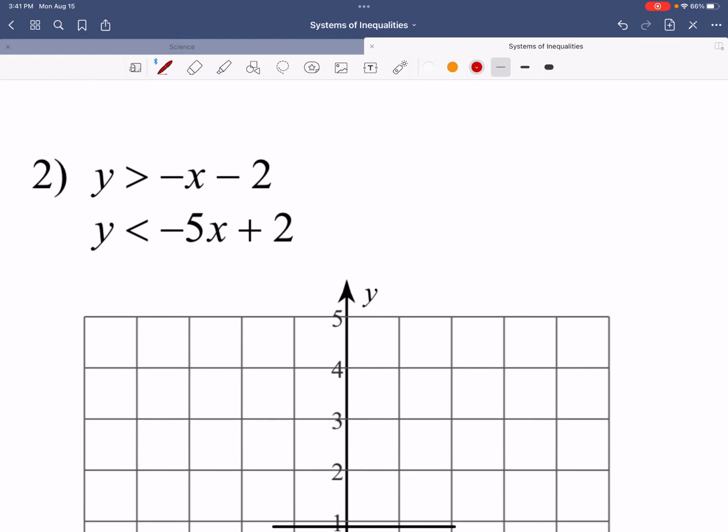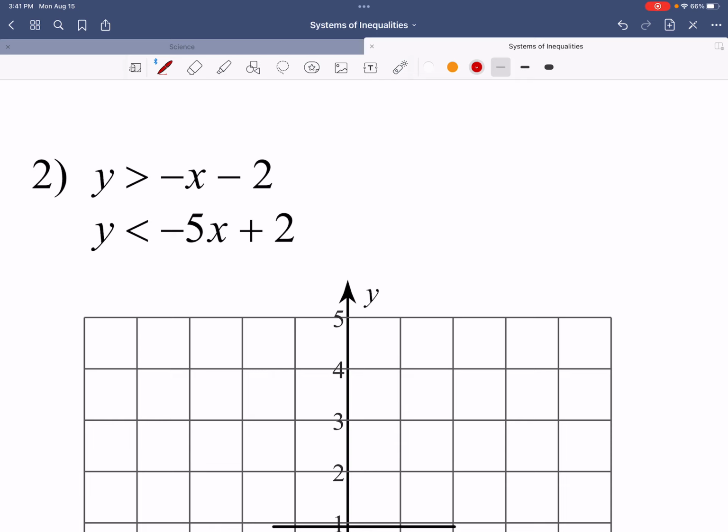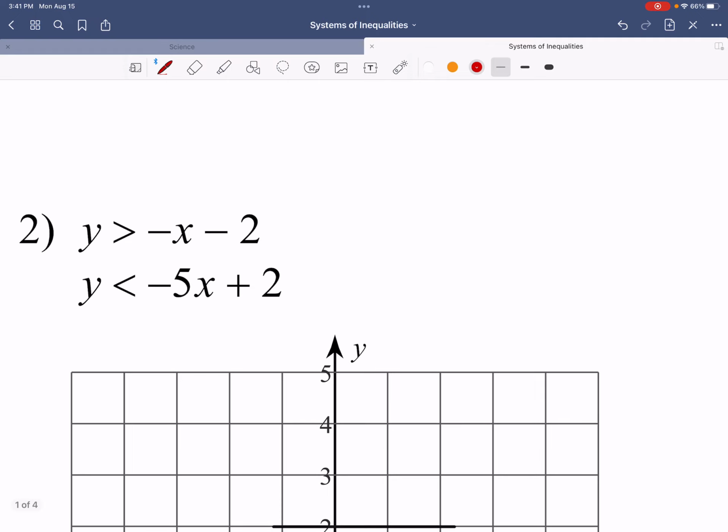Both of these are slope-intercept already. We've got the y on one side and the other stuff on the other side. That's a good sign. And so we're ready to do y is greater than negative x minus 2. So this symbol tells me that I will have a dashed line, and it means that we will shade to the right.